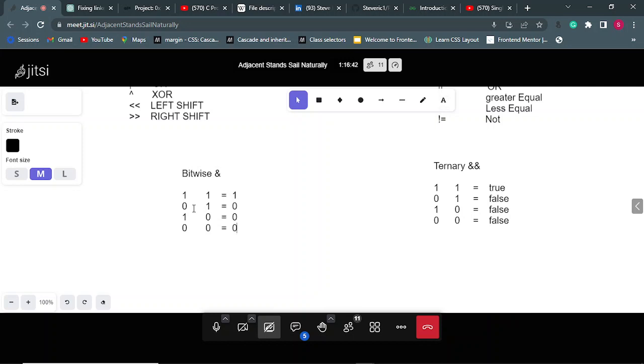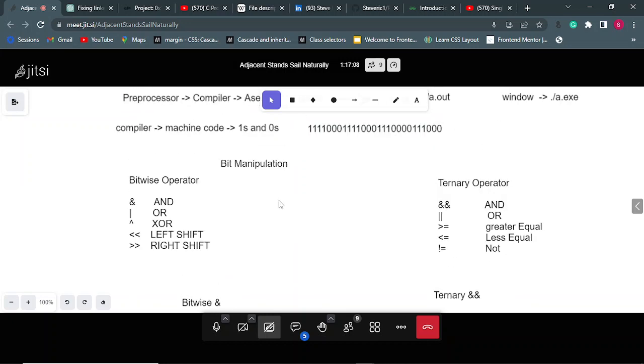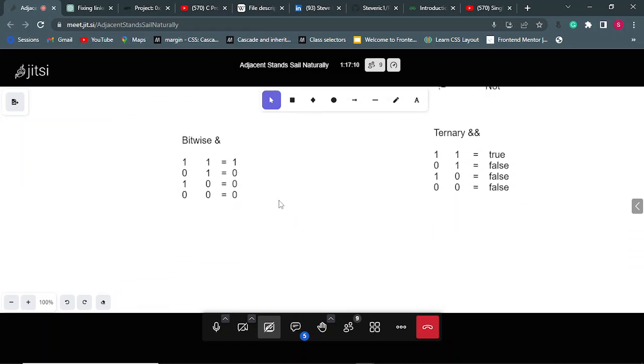And you see it. Look at it. If we have one and one, it will be one. If it is zero one, it will be what? Zero. If it is one zero, it will be zero. If it is zero zero, it will be zero. Do you understand this before I move on? Yes, I do. Awesome.